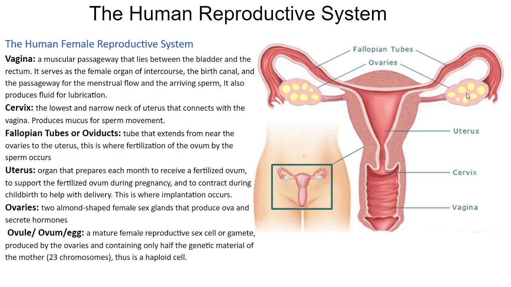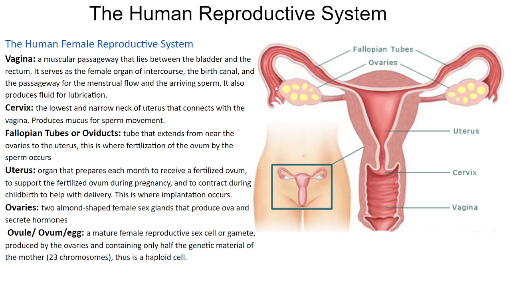This is the ovaries. The ovaries are similar to the testicles in that they are maturing an egg instead of sperm. They produce one egg, whereas males produce thousands and thousands and millions of sperm.